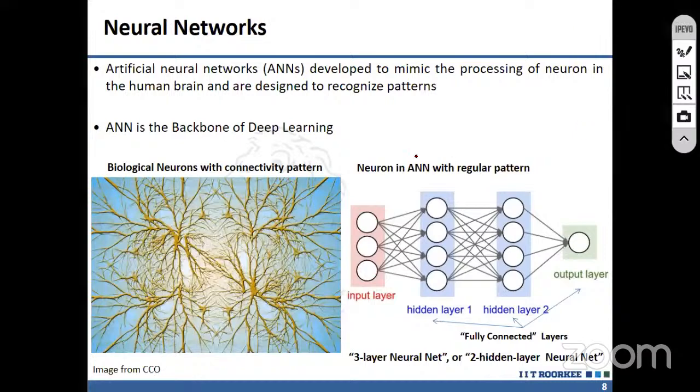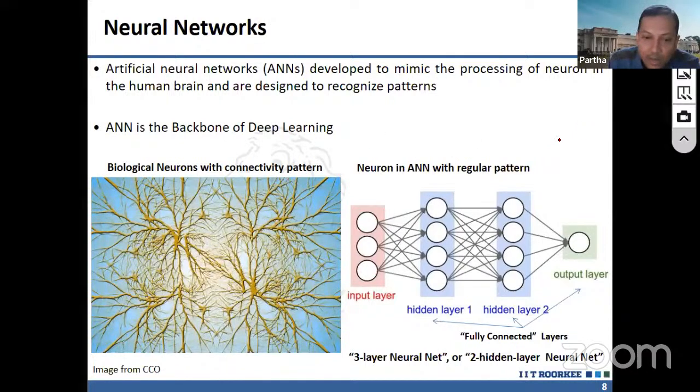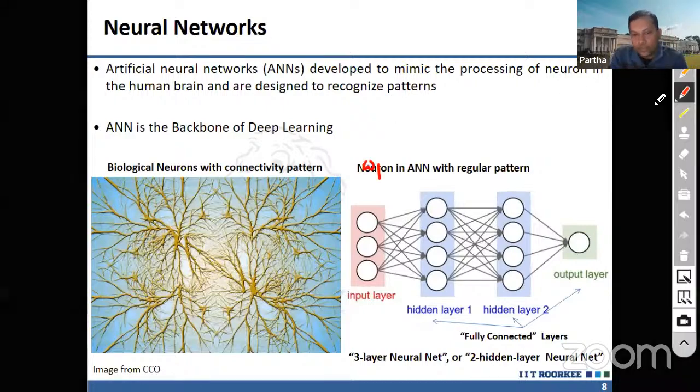Sure. So now with this introduction, let us see how neural networks actually work. Artificial neural networks are developed to mimic the processing of neurons in the human brain and are designed to recognize patterns. In humans we have lots of neurons, and these neurons have working principles. We try to mimic those similar principles, and that's called an artificial neural network. That's why the term artificial.